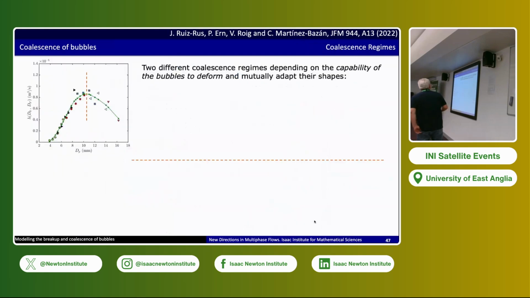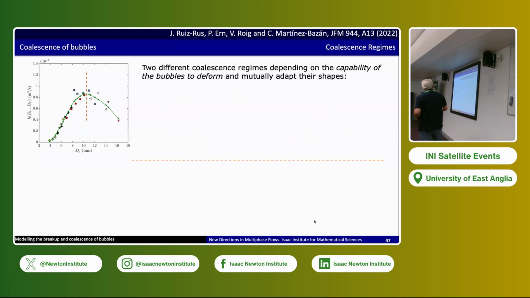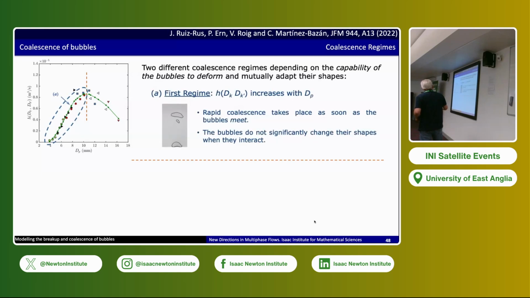So in that case, we observe that we have two different regions, right? In the first region, the collision or the coalescence frequency increases with dp, reaches a maximum and starts to decrease. So we went back to the video images just to see what happened there, and we could see that in the first region, where the coalescence frequency increases with dp, the bubbles just go, they meet, and they coalesce, right?